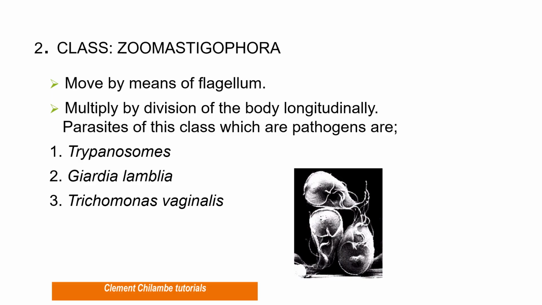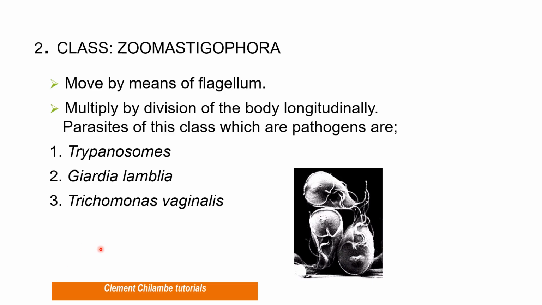Zoomastigophora, they move by means of what? Flagellum. But class Lobosia is pseudopodia, right? Now, these move by means of flagellum, and they multiply by division of the body longitudinally. And parasites of this class, which are pathogens, examples are trypanosomes, number 1. 2, Giardia lamblia. 3, Trichomonas vaginalis.